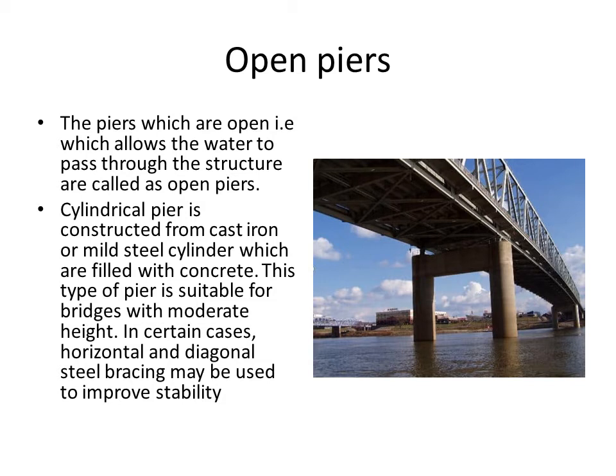Now we will move to the second type of the pier, that is the open pier. Open pier, as the name suggests, it is open, which allows the water to pass through the structure. First one is the cylindrical pier. Cylindrical pier is constructed from cast iron or mild steel cylinder, which is filled with concrete. Cylindrical pier is suitable for bridges with moderate height.